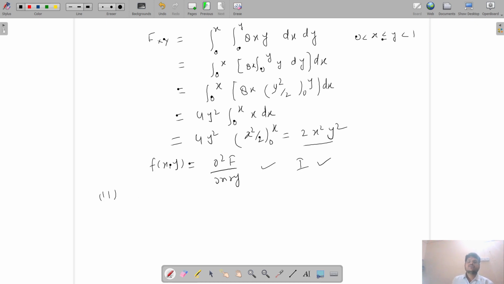In the second part, we have to find the marginal density function of y. So we will write here the marginal density function of y.